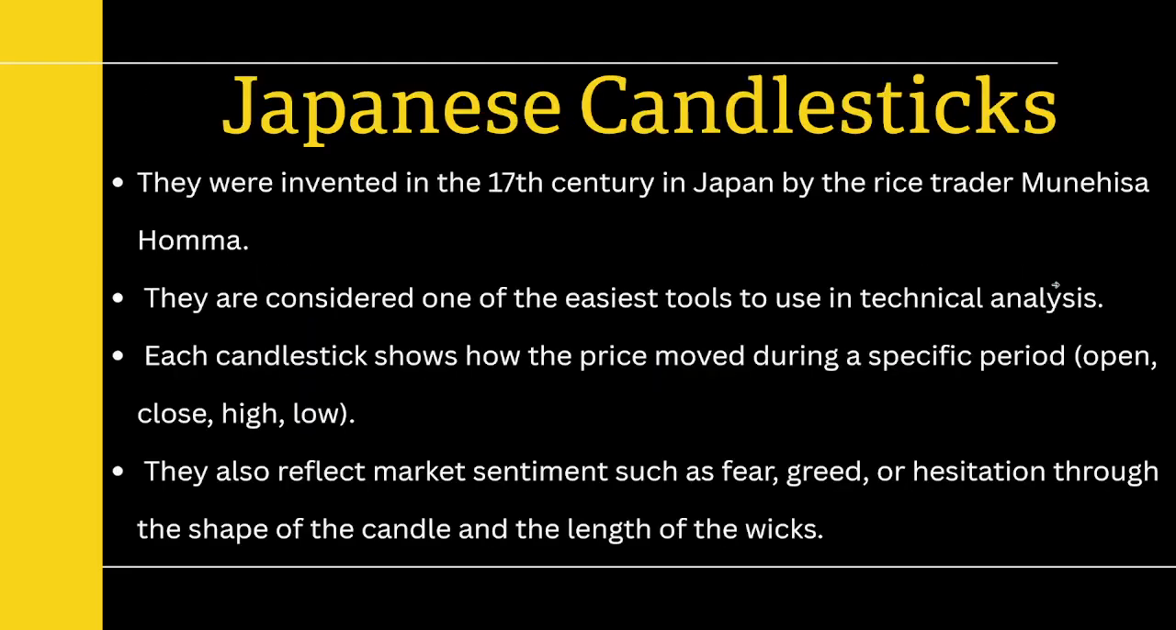The Japanese candlesticks were invented in the 17th century in Japan by the rice trader Munehisa Homma. They are considered one of the easiest tools to use in technical analysis. Each candlestick shows how the price moved during a specific period. So what the candle tells us is open price, close price, highest price, and lowest price of a specific period. They also reflect market sentiment such as fear, greed, or hesitation through the shape of the candle and the length of the wicks.